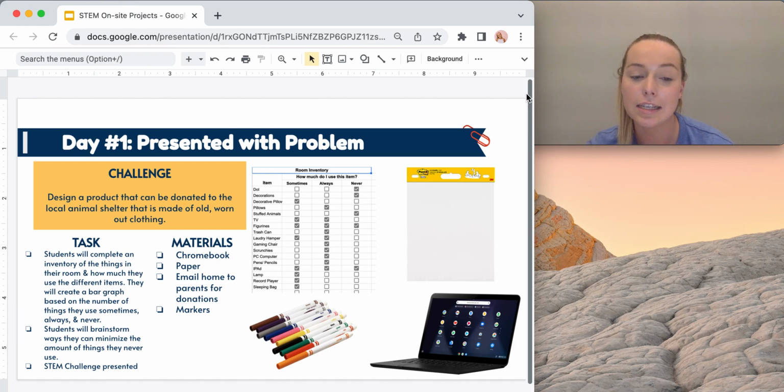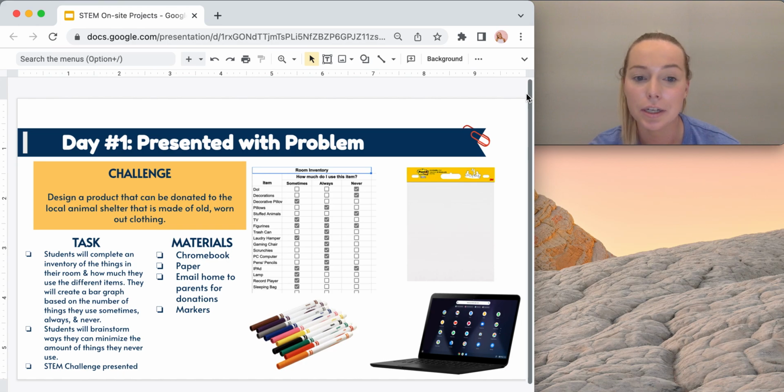And they categorize the items into things that they sometimes use, they always use, or they never use. Because we all have those things in our room that we just never use. So I want students to become aware of that so that they understand that they are directly impacting that, and they add to it. We all add to that problem.